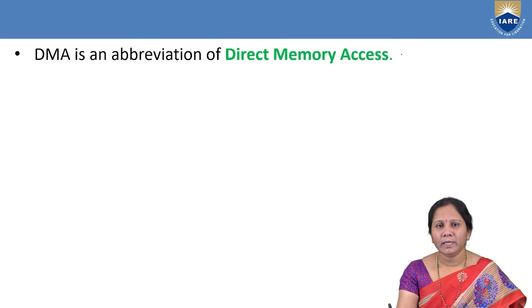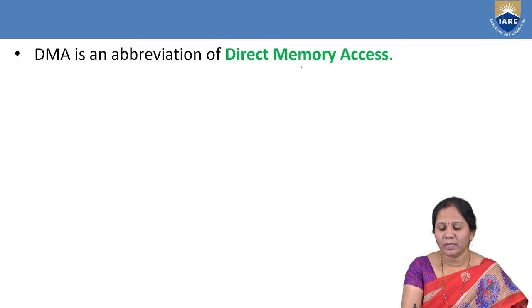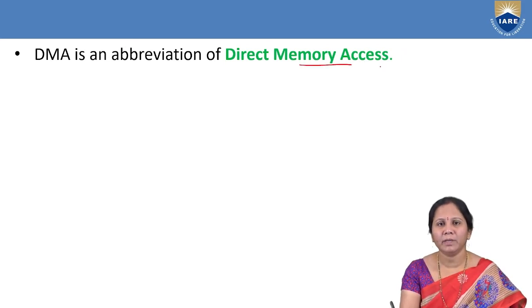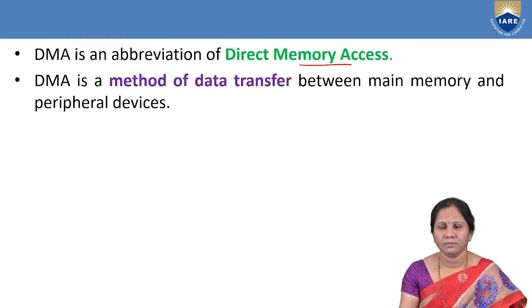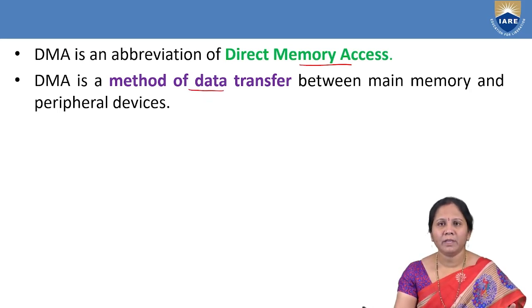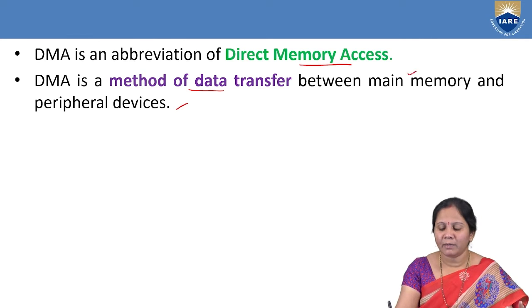Now, DMA stands for Direct Memory Access. So the name itself says the memory can be accessed directly. That means the IO devices can access memory directly without involving the microprocessor. And this DMA is one of the data transfer methods between the memory and peripheral devices. Here the peripheral devices can be any IO devices, and memory can be used.